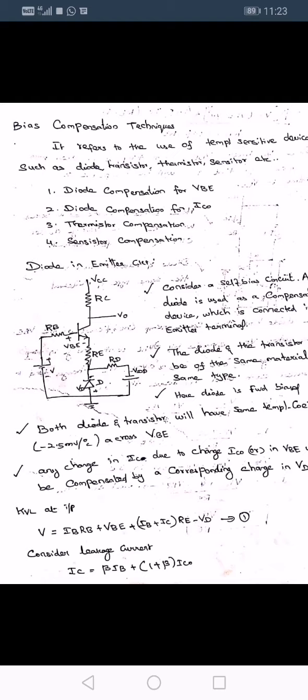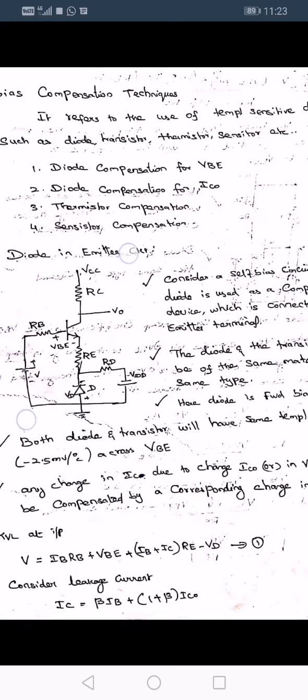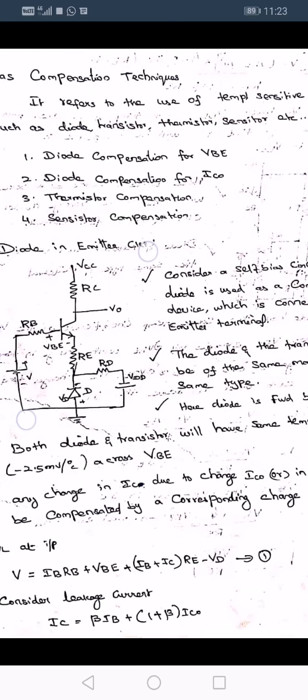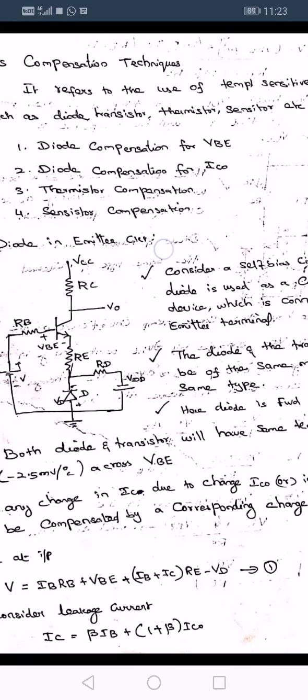First one, diode compensation for base emitter voltage. Second one, diode compensation for ICO. Third one, thermistor compensation. And fourth one, sensistor compensation. Right? So first one, diode in emitter circuit.